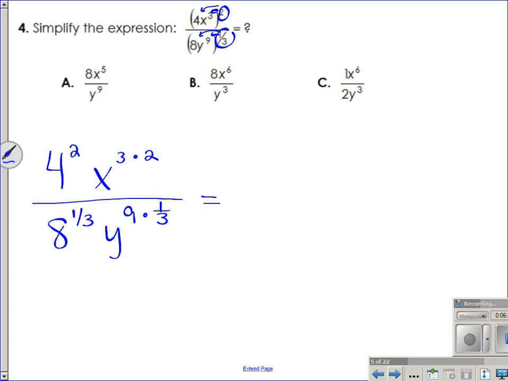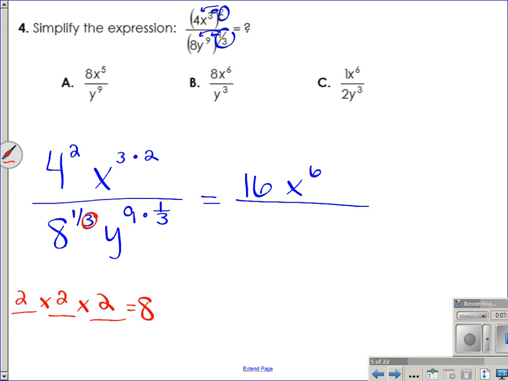So 4 squared is 16. X to the 3 times 2 is x to the 6th. 8 to the 1/3 power. Remember, what that means when you have a fraction is we're looking for what number you multiply together 3 times to get 8. 1 times 1 times 1? No. 2 times 2 times 2? Yes. So the 1 on the top means we only need one of those 2's. So 8 to the 1/3 power is 2.